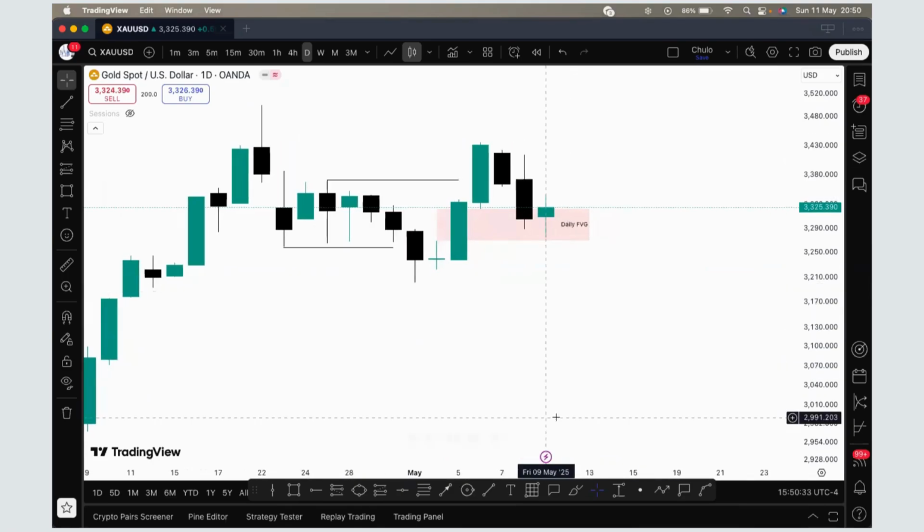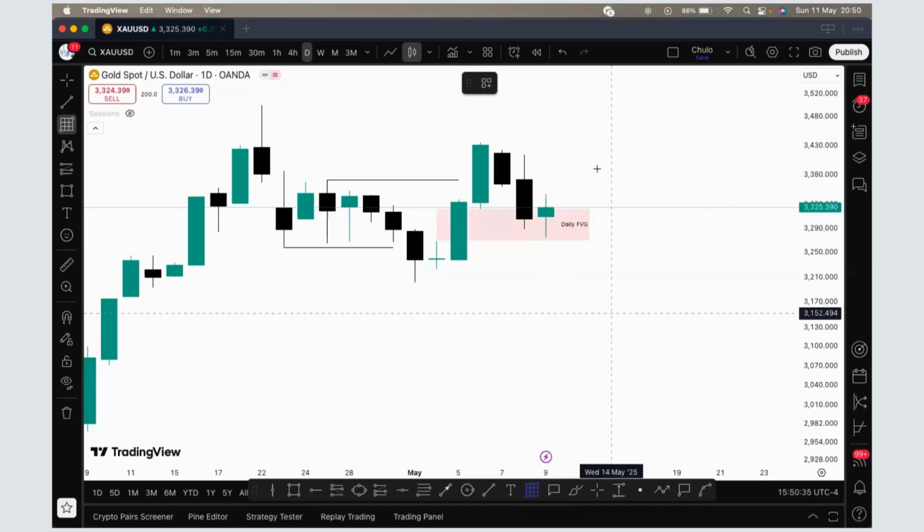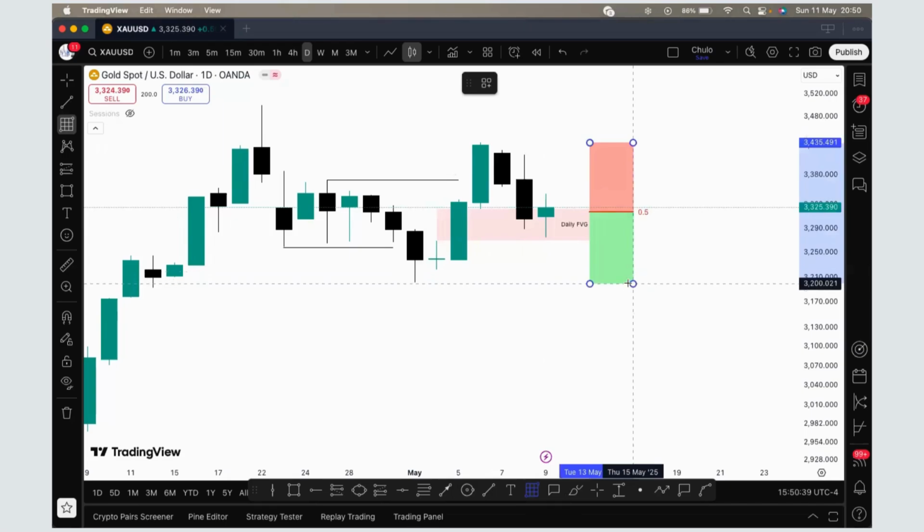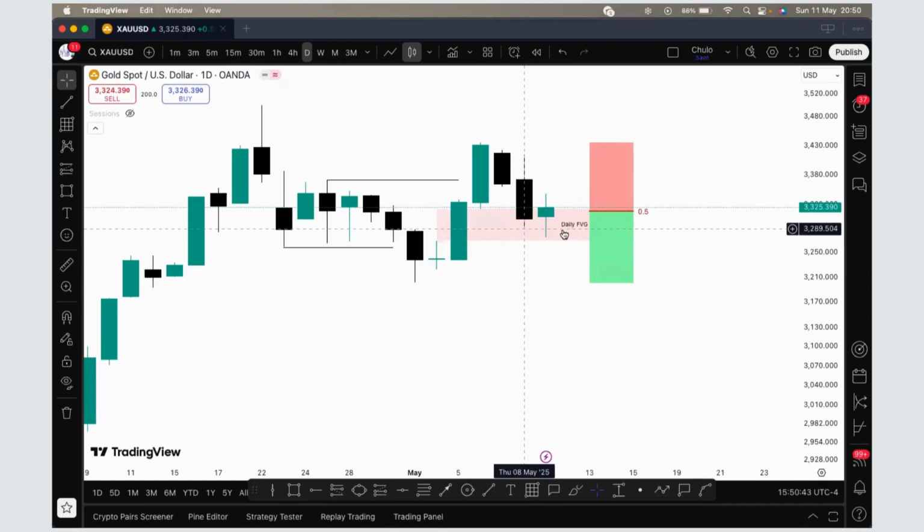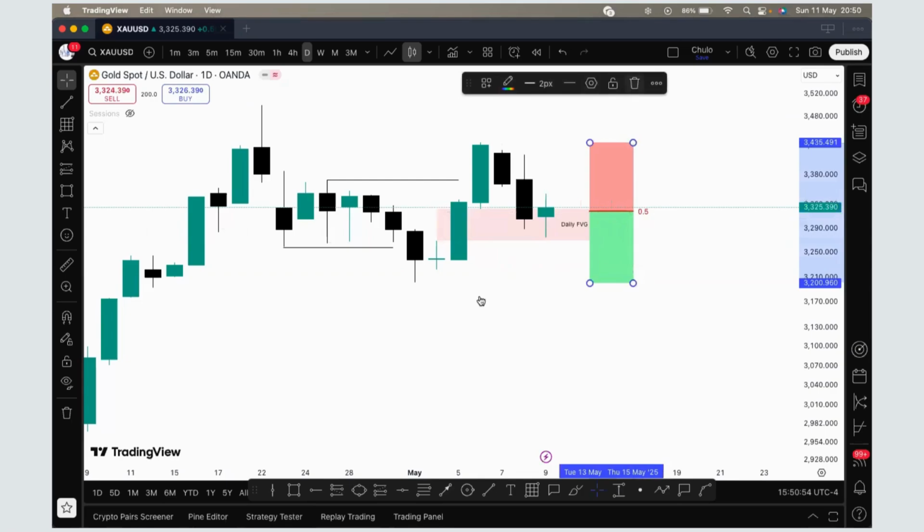And if you want to use premium and discount array, you can clearly see that this fair value gap falls in the premium array, and our PD array falls in the discount of our PD array. Okay, now let's try another thing.